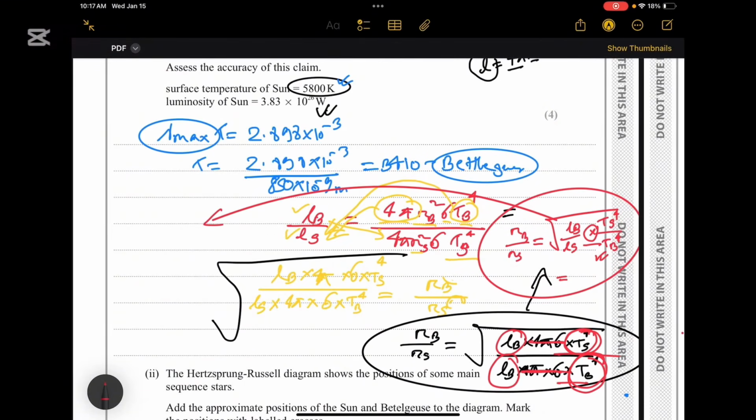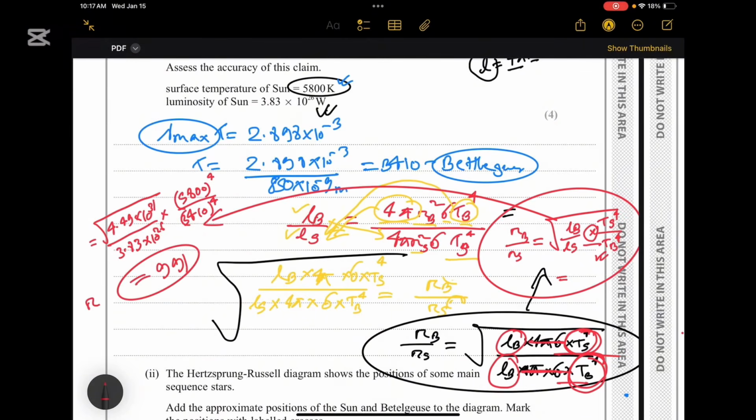Let's write the formulas right here. It will be root over 4.49 into 10 to the power 31 divided by 3.83 into 10 to the power 26, multiplied by 5800 to the power of 4 divided by 3410 to the power of 4. So the value comes as 991. So RB divided by RS is equal to 991.